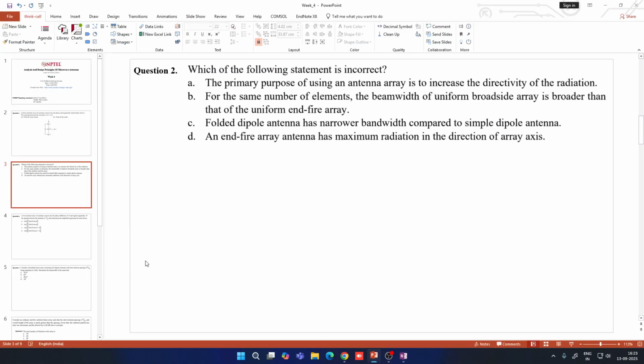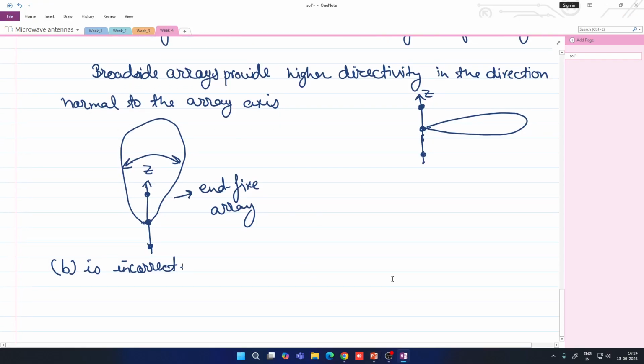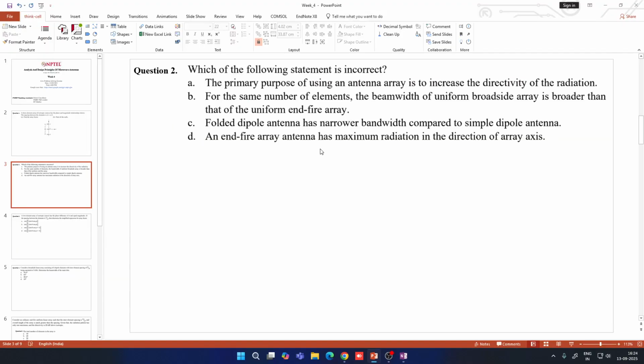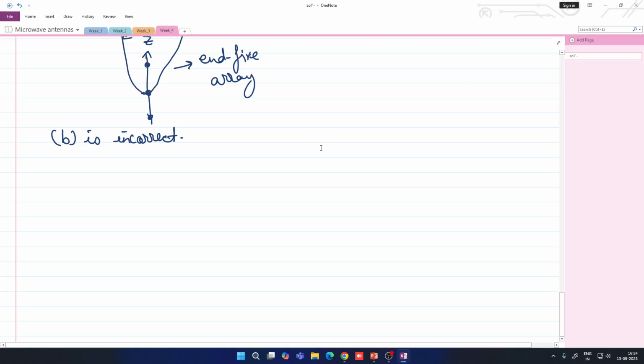Now we will look at option C. A folded dipole antenna has narrower bandwidth compared to a simple dipole antenna. This is also not correct, because the whole purpose of using a folded dipole was to get a broader bandwidth. That's why they were used in radios and television transmission, right? Because they have a broader bandwidth so that they can support different channels.